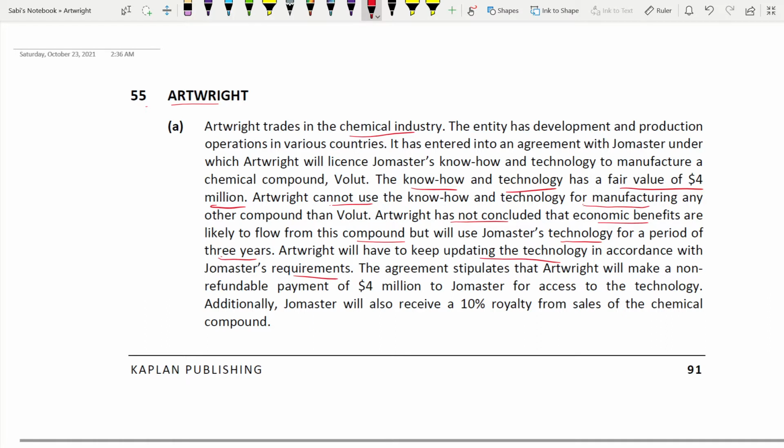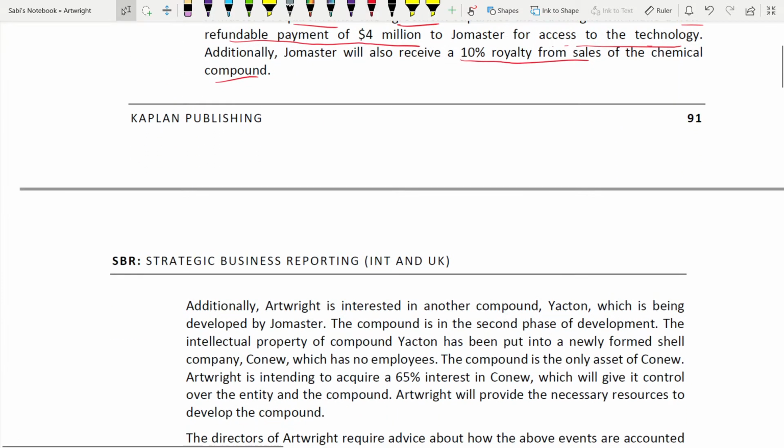The agreement stipulates that Artwright will make a non-refundable payment of 4 million to Geomaster for access to the technology. It will not be refunded back. If you want access to the technology, pay 4 million. Additionally, Geomaster will also receive a 10% royalty from sales of the chemical compound.